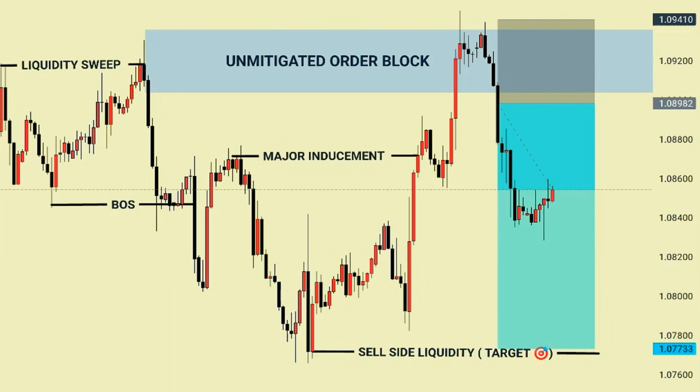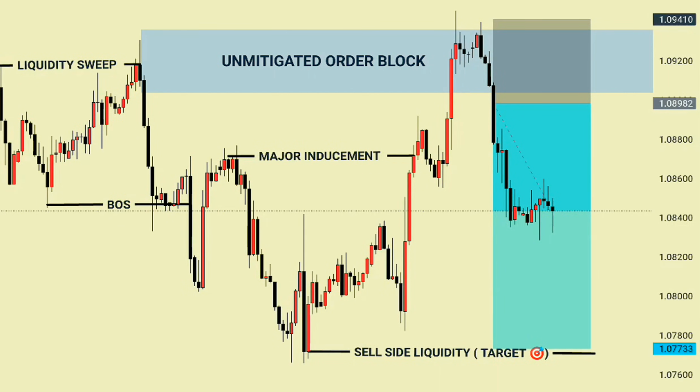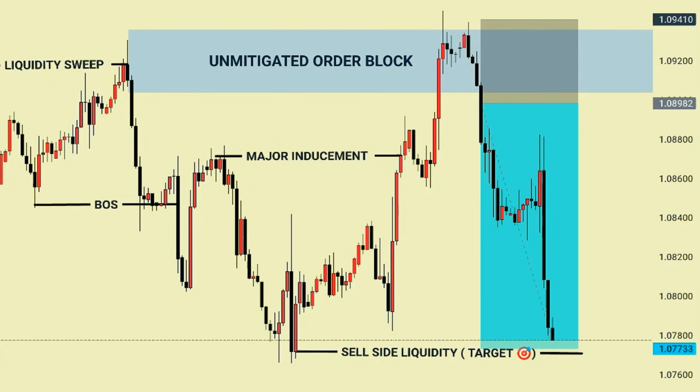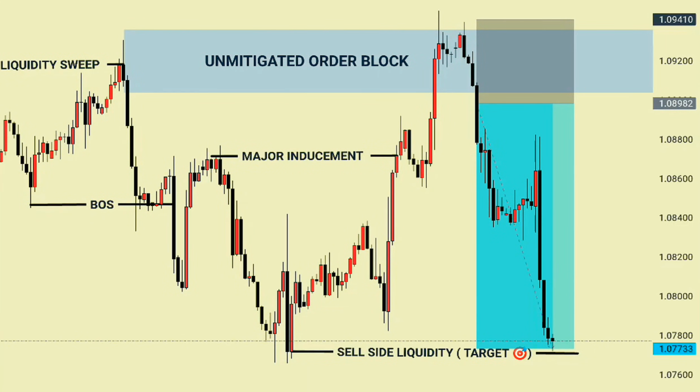When price reaches the unmitigated order block, it is in premium. That is where smart money sells. Our target is simple. We aim for sell-side liquidity at the lows. So remember this. Do not chase price. Follow the discount and let the market come to you.